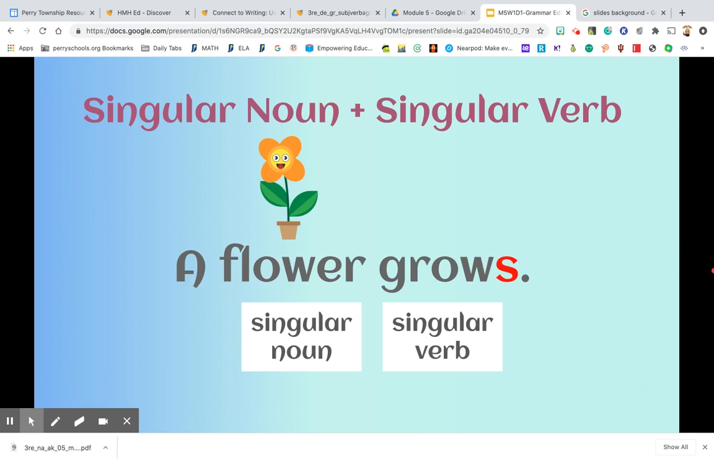Another example, a flower grows. Flower is the noun. Grows is the verb. It is a singular noun because it is talking about one flower. And the verb is singular. It has the S added to the end. So a flower grows is a singular noun and a singular verb. The subject and verb agree. They get along.